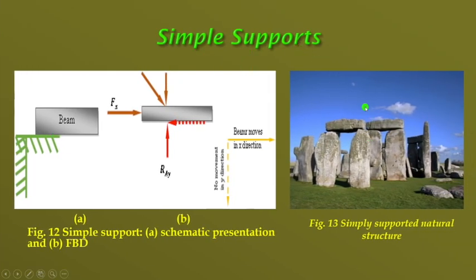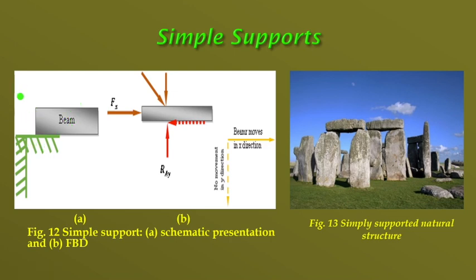Another is the simple support. Here it is given an example. It's a natural thing, say a number of stones are supported by this type of vertical support. It's a simple support. In that sense, no joint is there. A beam and this is the support. The simple support is to some extent like the roller support.